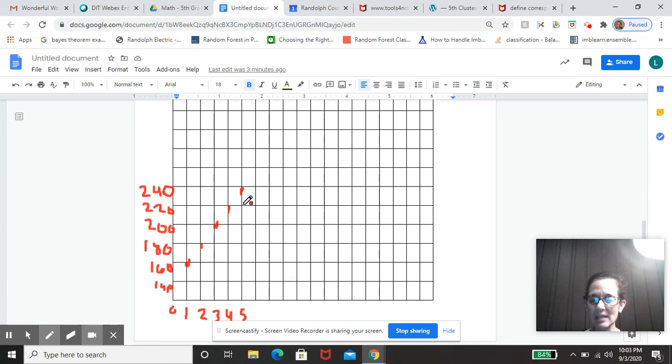Now, I want you to think about, the question says, what patterns do you see? So you need to answer that. What patterns do you see by looking at your graph? And then, what patterns do you see by looking at just your ordered pairs that we made together earlier? Finish this part by yourself, and thank you for joining in my story.